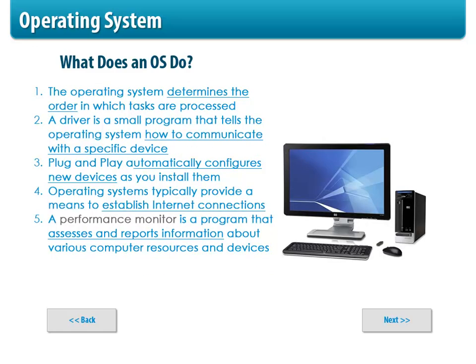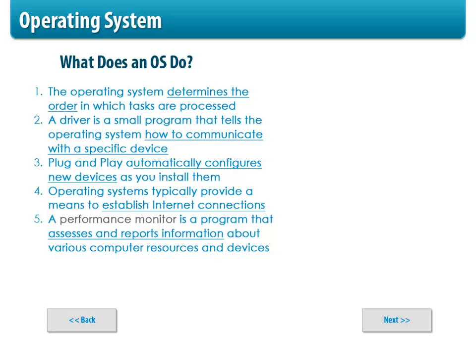Other things the operating system does: it determines the order in which things are processed. The memory goes into memory and the processor is going to eat it up, which we've learned in earlier chapters, but what is allocated and how it's done is dictated by the operating system. Also, a driver is a small program that helps peripherals work. It specifies how the operating system is going to communicate with the device and manages it. It helps with plug and play and automatically configures devices. It establishes an internet connection, which is big.